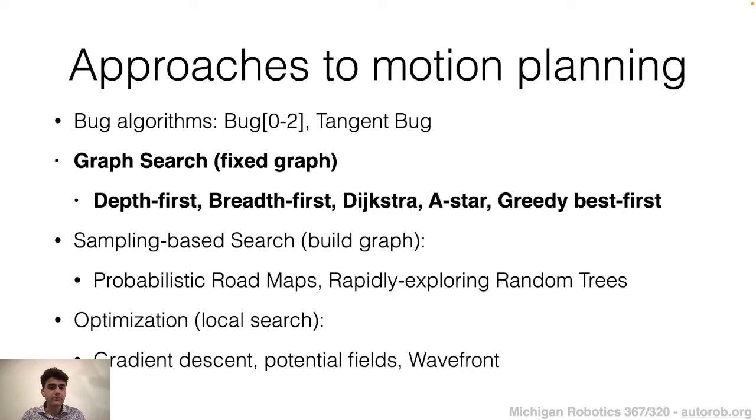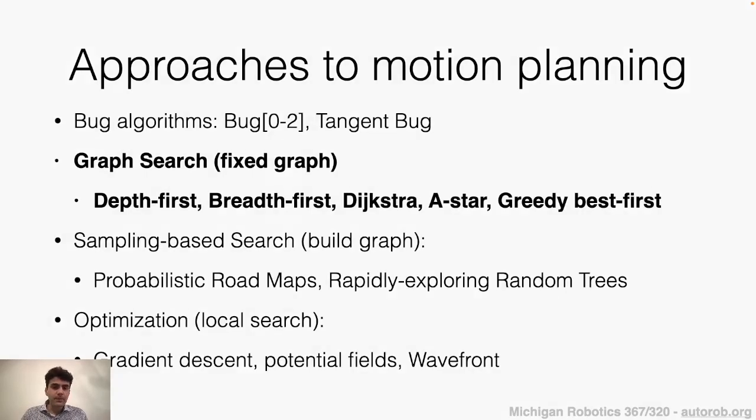There's a number of additional approaches to motion planning, some of which we'll cover in later lectures. Later on in the semester, we'll look at sampling-based search, so algorithms like probabilistic roadmaps or rapidly exploring random trees. In addition, there's another set of approaches that are optimization-based instead of search-based. This would be using techniques like gradient descent and potential fields in order to represent how the robot can move through space to satisfy a goal configuration.